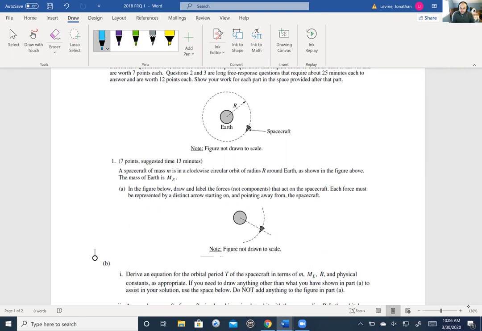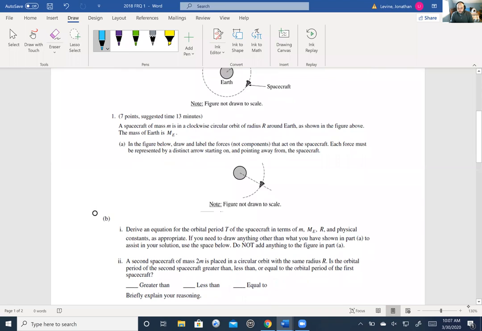It says a spacecraft of mass m is in a clockwise circular orbit of radius r around the Earth, as shown in the figure above. The mass of the Earth is m_E. For part A, in the figure below, draw and label the forces, not components, that act on the spacecraft. Each force must be represented by a distinct arrow starting on and pointing away from the spacecraft.